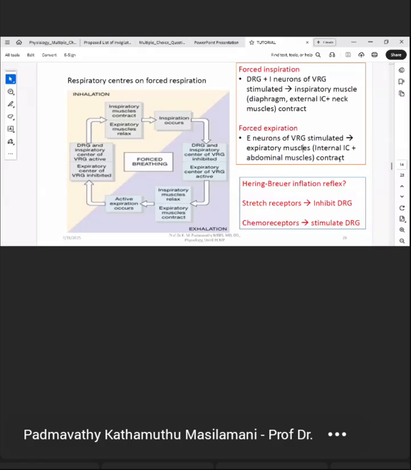So this slide is all very important, covering what is involved in forced inspiration and forced expiration. Whether you write it as a flow chart or in a paragraph, it is okay. So be careful.